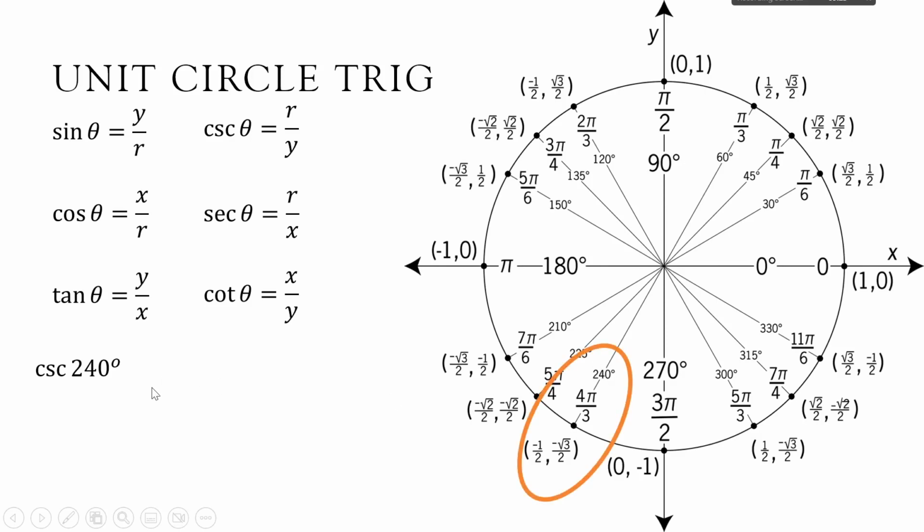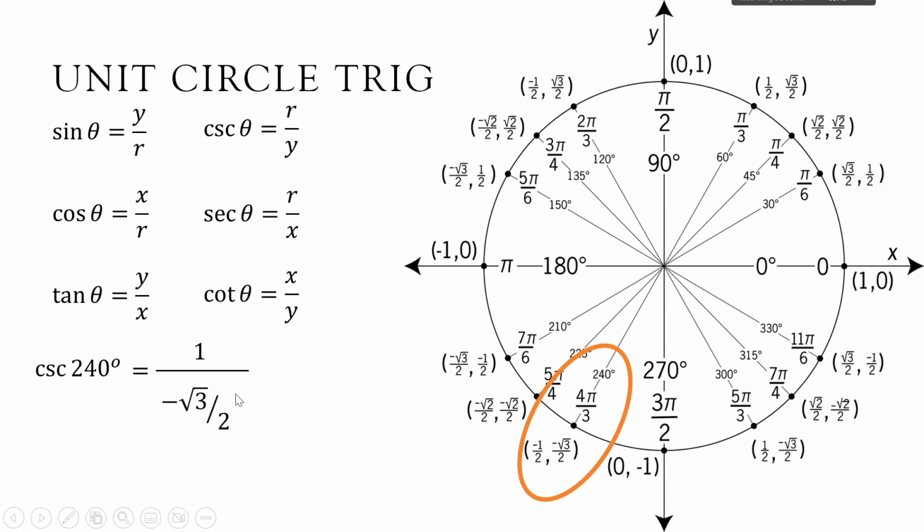And I know that cosecant is r, the radius, over y. Well, we know what r is. On the unit circle, r is always equal to 1. And what's my y value? Well, my y value here is negative square root of 3 over 2. And now I have to clean this up, because I don't want a fraction within a fraction.